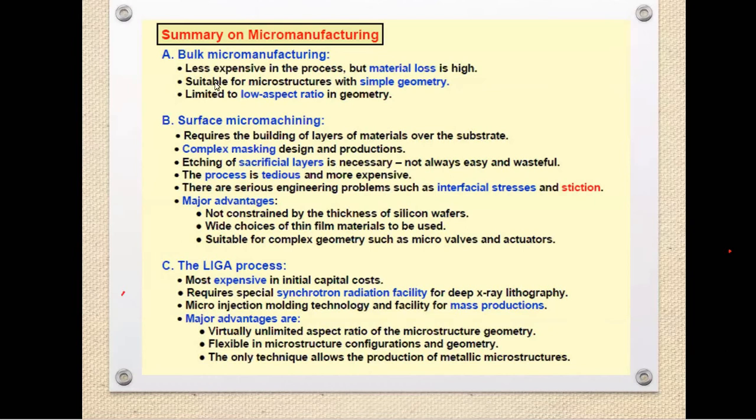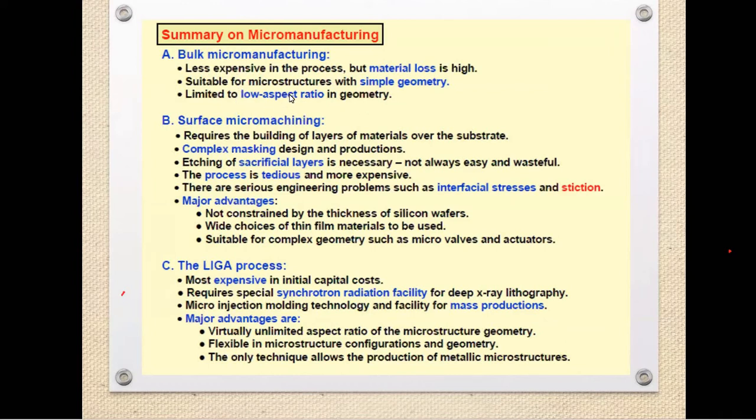So the ratio of the measure to the minor. If your length is the measured dimension, then the length is about 200 and the thickness is 1 micrometer in that case. That means this is the ratio. That is the aspect ratio, and in bulk manufacturing it is limited to low aspect ratio. We are not able to produce high aspect ratio.